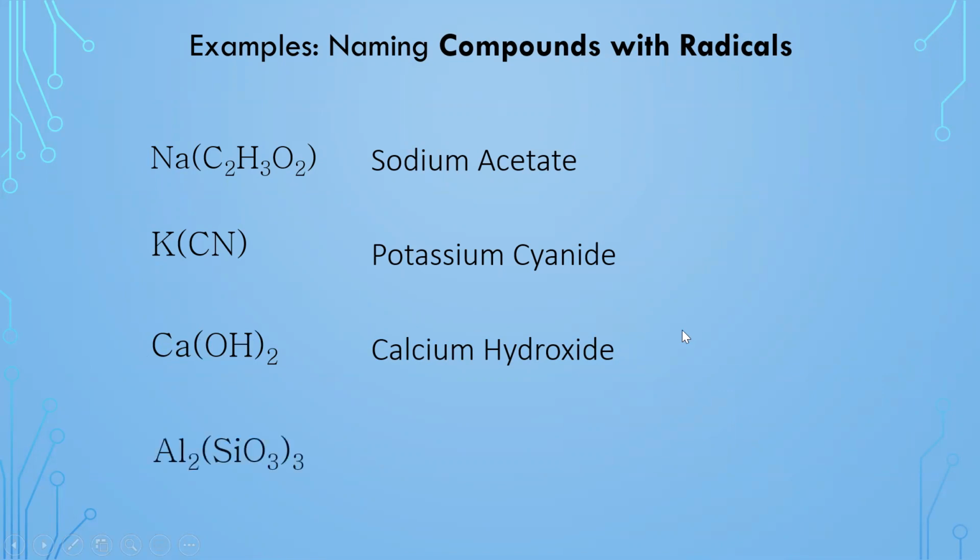This one looks scary, but it's actually very easy. I've got an element and then a radical. So this is aluminum. And then look at your radical sheet. What is SiO3? You're looking just inside the parentheses. You're not going to find it with the parentheses and then this 3 on the outside. Same with this one. You're looking for OH on your radical sheet. So this one is aluminum and then SiO3, silicate. All of these are examples with an element and then a radical.